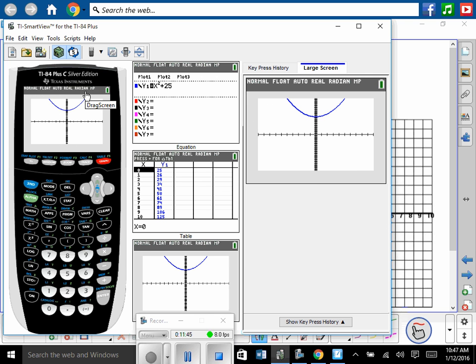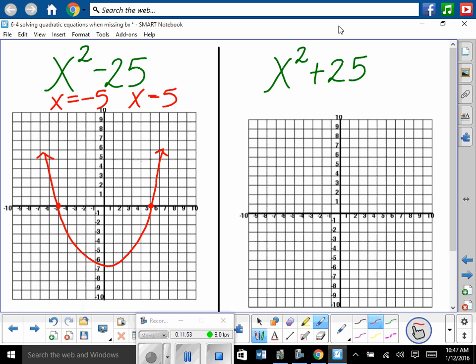Is it ever crossing the x-axis? No, so it has no real solutions, right? Right. No real solutions. Okay, so that would be our answer for this one. No real solutions. So it looks like something like this. No real solutions.